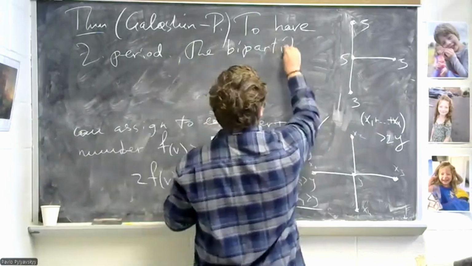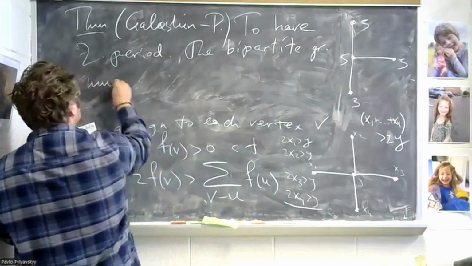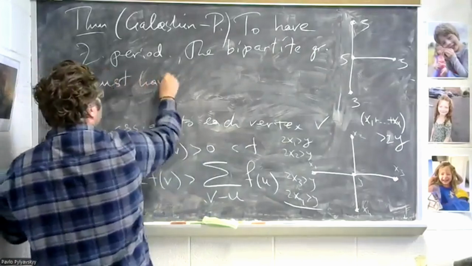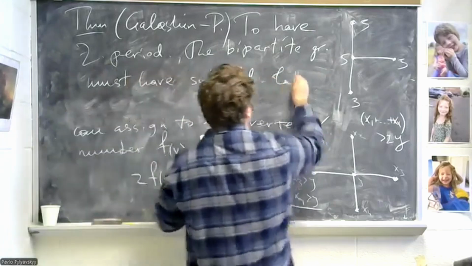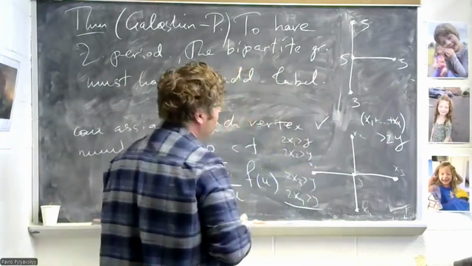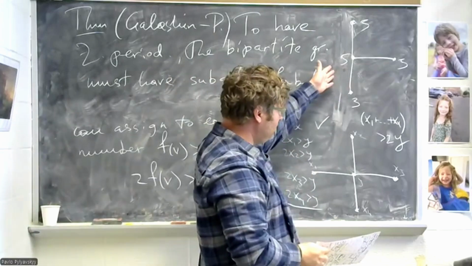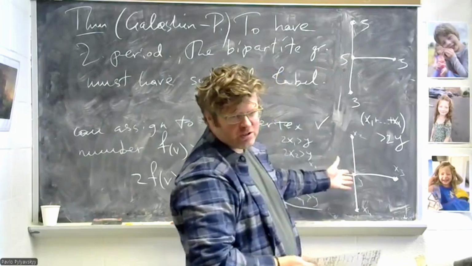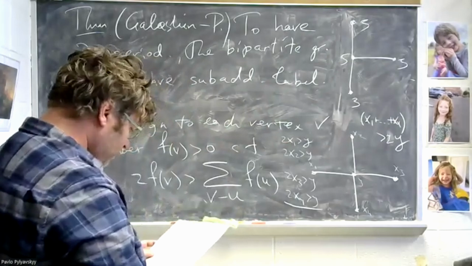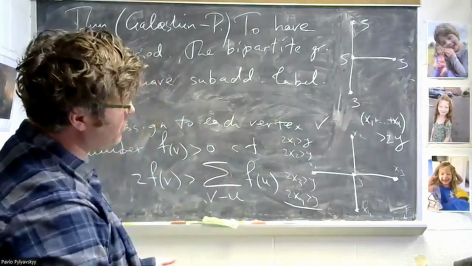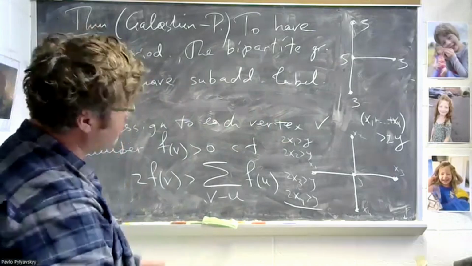So the graph must have subadditive labeling. So this one has subadditive labeling, so it has a chance. This one does not, so it has no chance. This one will not be periodic. It still doesn't prove that the ones which have such labelings are periodic, but it says that all the other ones are not.